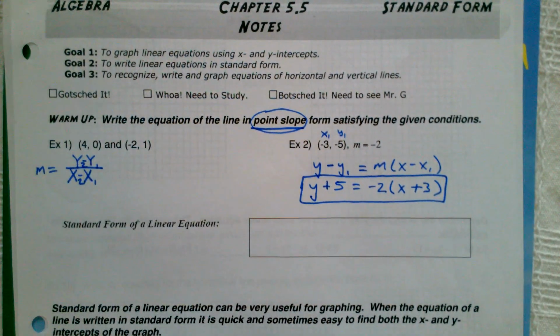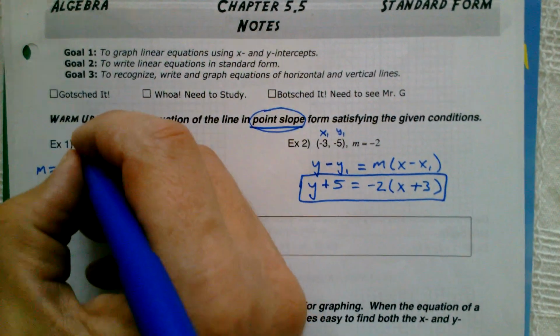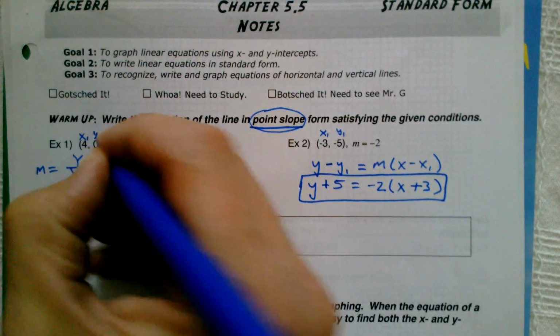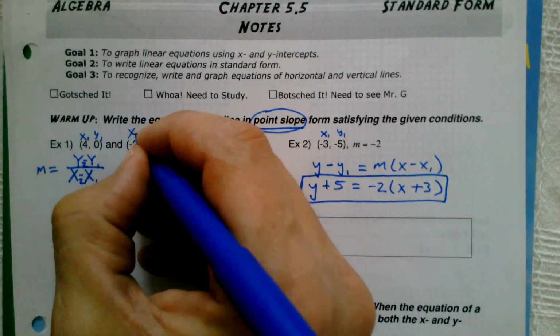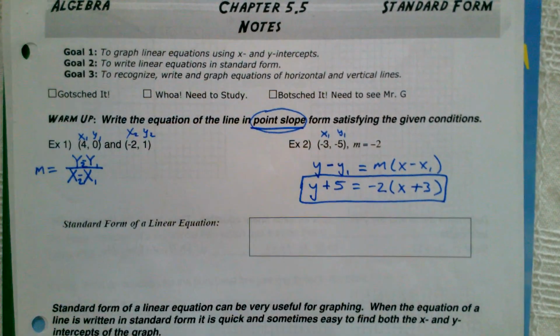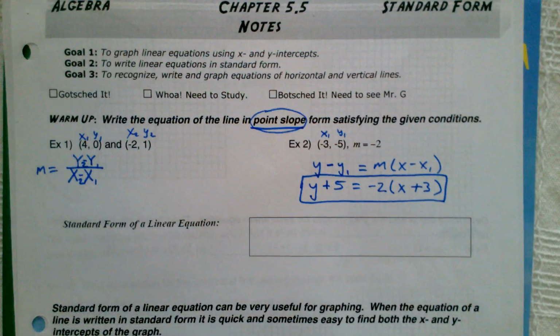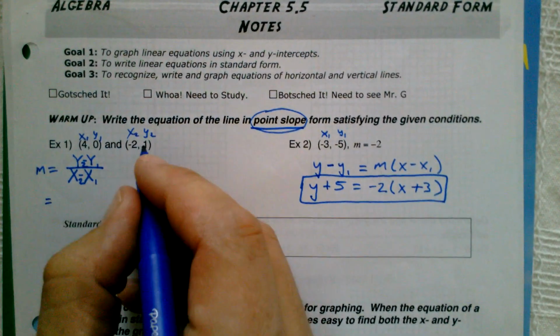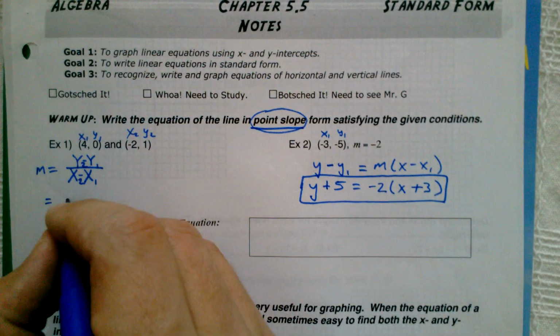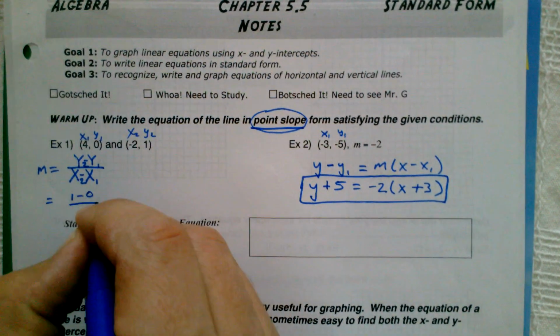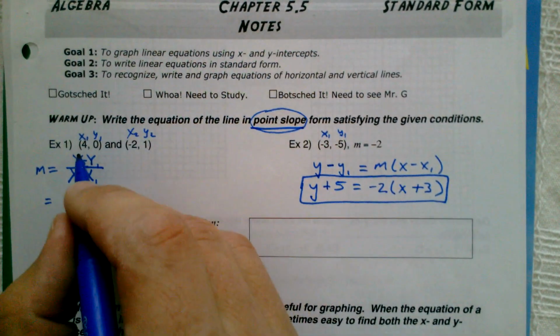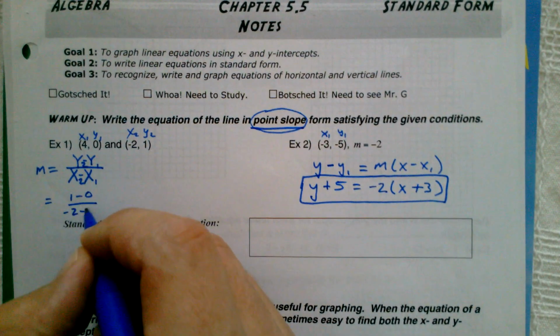We got y2 minus y1 all over x2 minus x1. I always like to label these guys: x1, y1, x2, y2. Again, these are coordinate points. This is my first point. That's my second point. Now we're just going to plug those guys in. So y2 minus y1 is 1 minus 0, and x2 minus x1 is -2 minus 4.